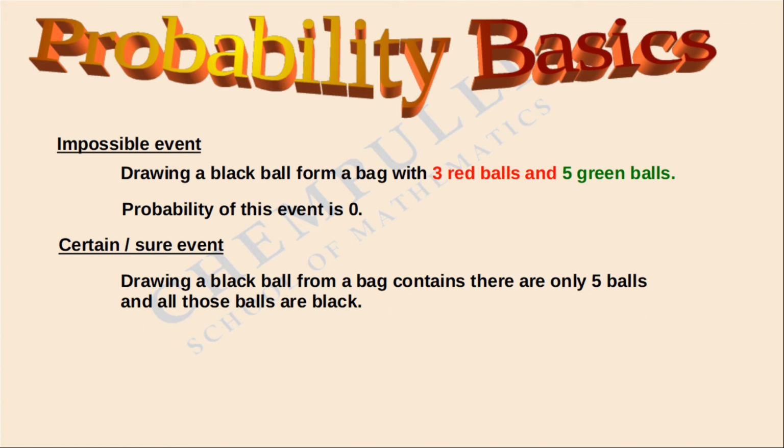From there we are going to select one black ball. Is it possible to take one black ball from there? Yes, it is possible. 100% sure, because that bag contains only black balls. That means from there we can take one black ball. That is a sure event or certain event. In the sure or certain event case, the probability is 1. The probability of this event is 1.